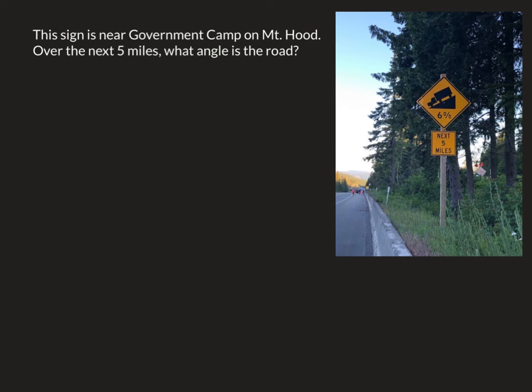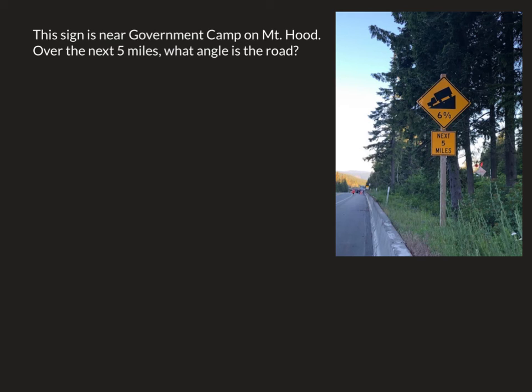Okay, so coming down from Mount Hood, in Government Camp, there is a sign that says 6% next 5 miles. And what that means is it's a 6% grade. And another way of saying that is for every 100 feet you go forward, you go down 6 feet. So 6%, 6 out of 100. So I'm going to draw a picture of the situation here, and that will help us solve this problem.